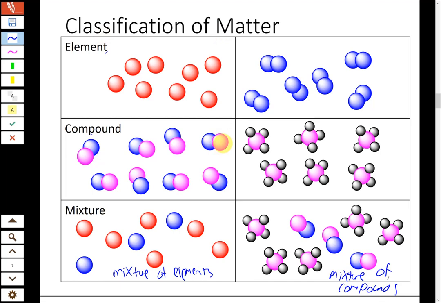But there might be some graphical questions like this in the homework assignment that ask you to think at a microscopic level how you would distinguish these different classifications of matter. So this gives you just a little bit of an introduction to that.